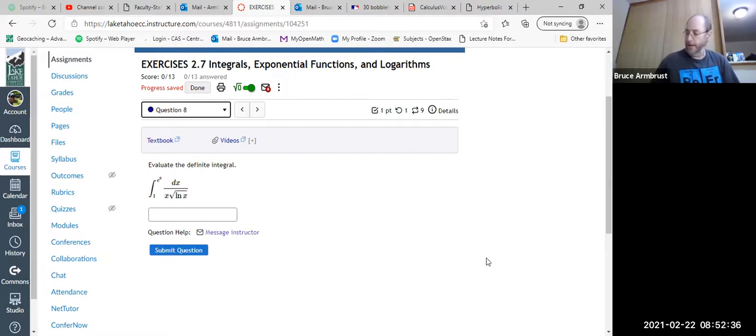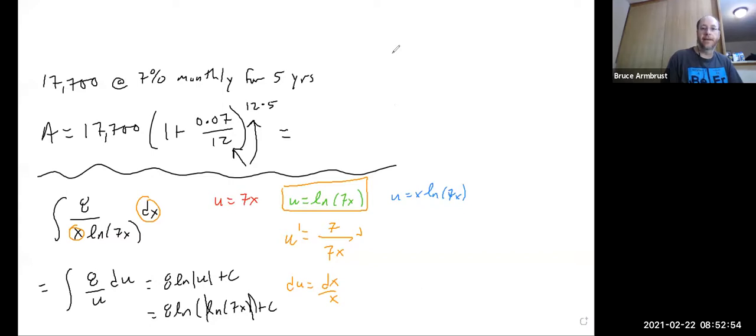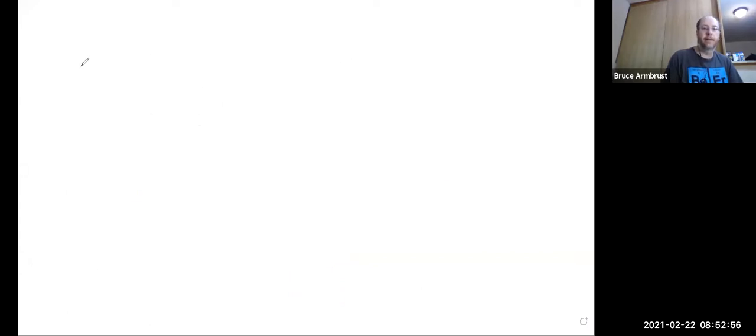Same kind of idea. Let me just write this down. X squared natural log of x, going from 1 to e to the 9. All right. So the only real difference with this one is we have bounds. I mean, yes, it's a different integral, but it's really the same kind of structure. So we have the integral from 1 to e to the 9 of dx over x square root of natural log of x.